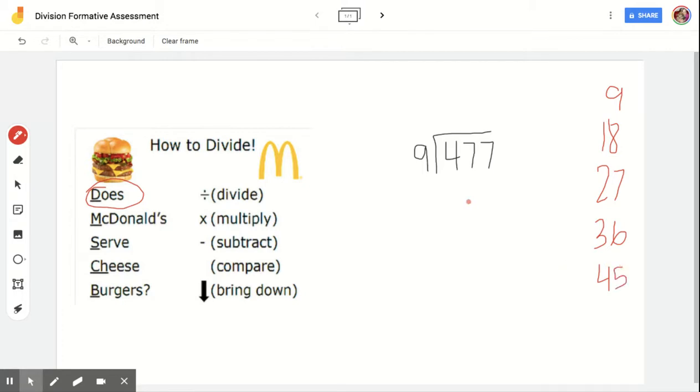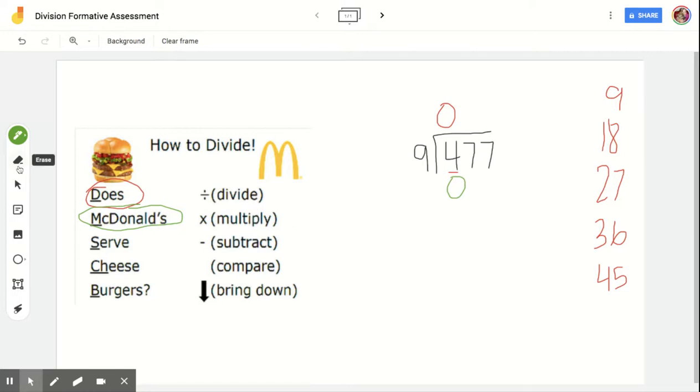But we're seeing how many times the 9 can go into the 4. 9 times 1 is already 9. That's too big, and it goes over the number 4. So we have to go 0 times. After we divide, we have to multiply. I'm going to be doing that in green. For McDonald's, M means multiply. 9 times 0 equals 0. So I'm going to write a 0 underneath the 4.